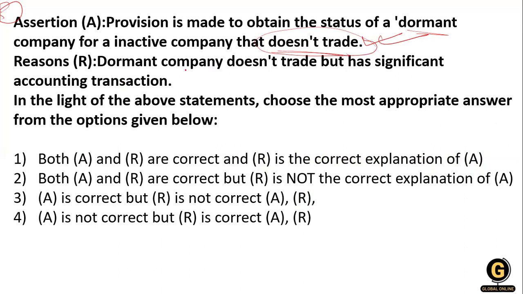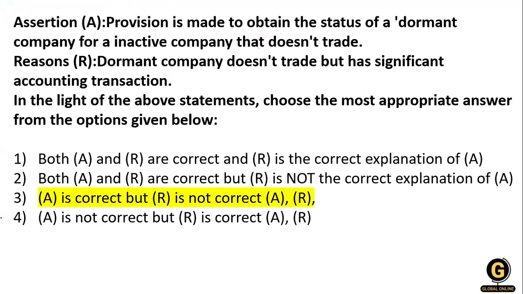The reason given is that a dormant company does not trade but has a significant accounting transaction. Isn't it? Does the dormant company trade? The dormant company does not maintain its accounting transactions. So the assertion is right, correct, but the reason is incorrect. So R is incorrect here, and option number 3 is right.